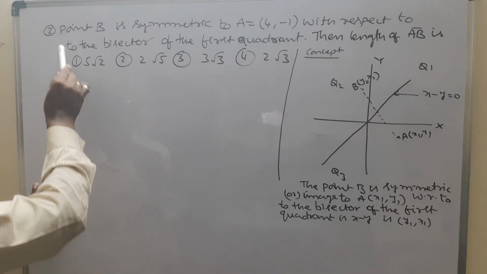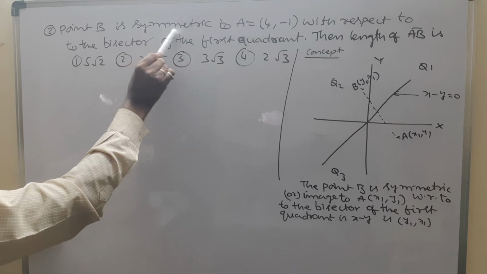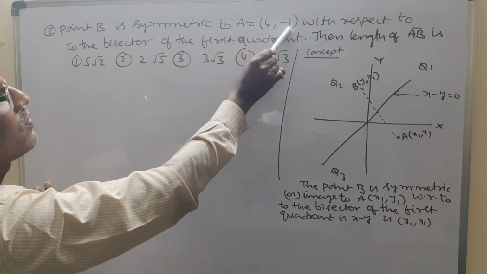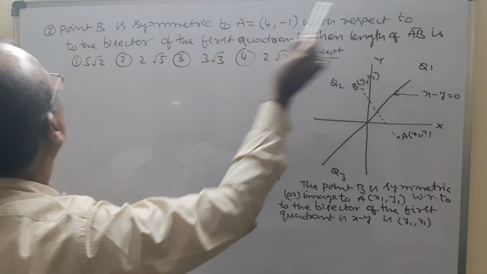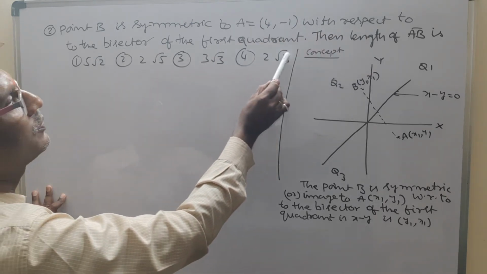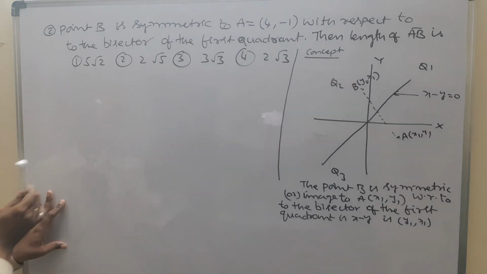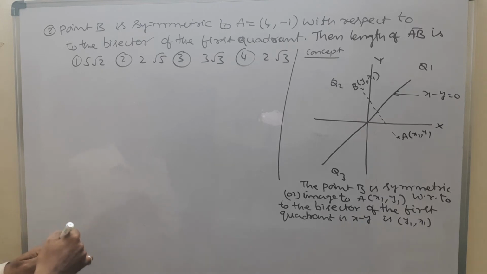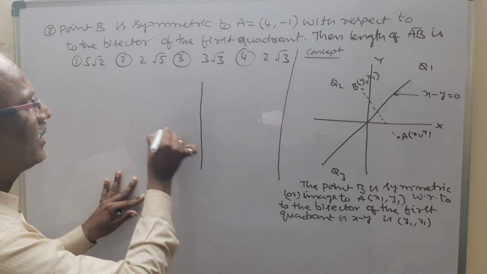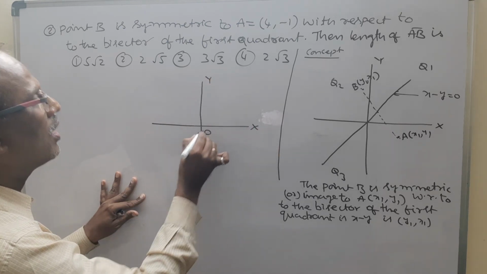Question number 2. This is the important one. Point B is symmetric to capital A 4 comma minus 1 with respect to the bisector of the first quadrant. Then length of AB is, the 4 options are given. Here, listen here. This is the coordinate axis. X-axis, Y-axis intersect at origin.